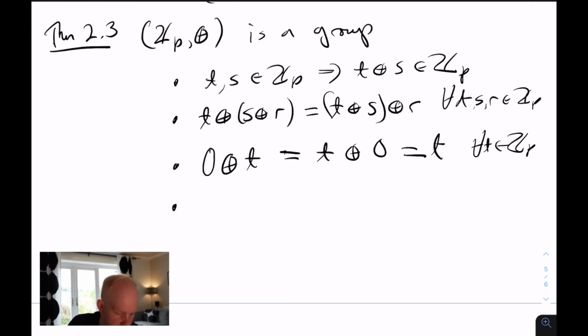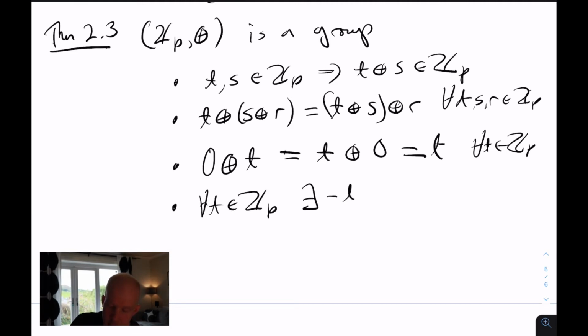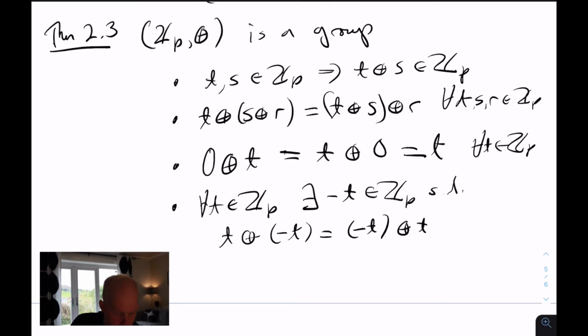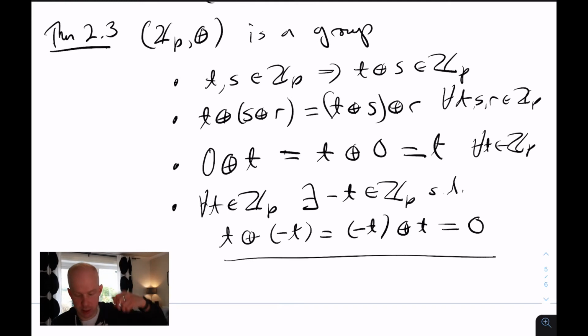And then finally you have inverse elements: for any t in Z_p, there exists minus t in Z_p such that t plus minus t is minus t plus t, which is equal to 0. So that's formally the minus element.